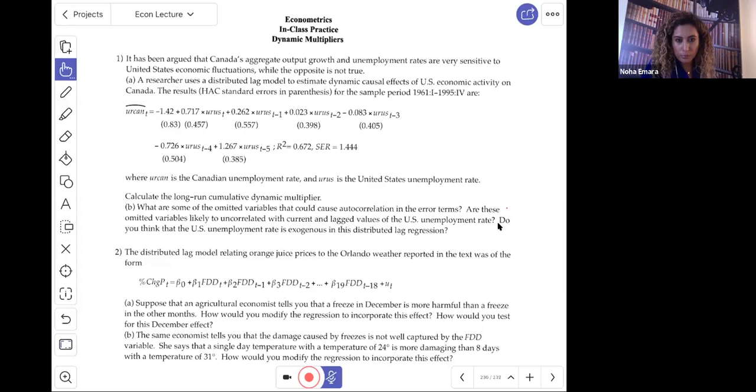And then based on the answer to this second question, we're going to answer the last part. Do you think that the unemployment rate in the US is exogenous in this model? So if I see any connection, then they are not exogenous.